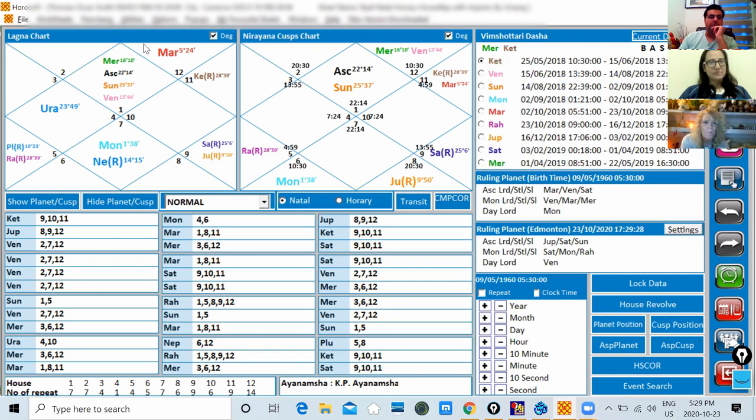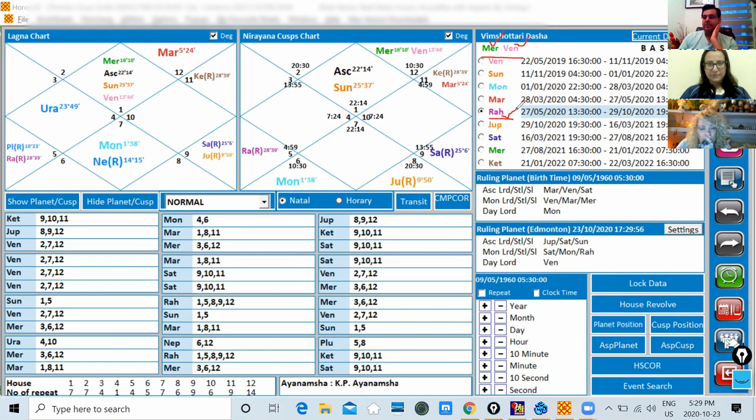Okay, so Nabila, what period is he going through right now? Can you tell me? Mercury, Venus, and Rahu, right? So Mercury is the central government, Dasha. Venus is Bhukti, which becomes your state government. And Rahu becomes your municipal government, okay?